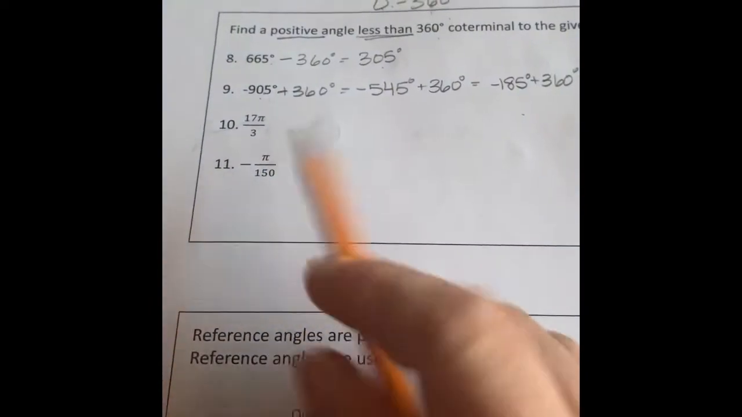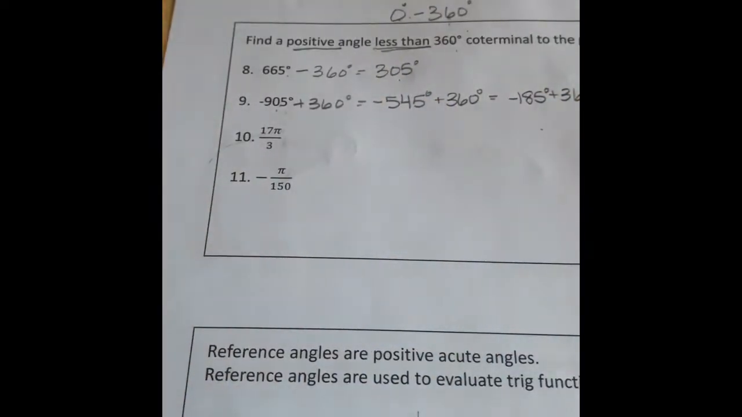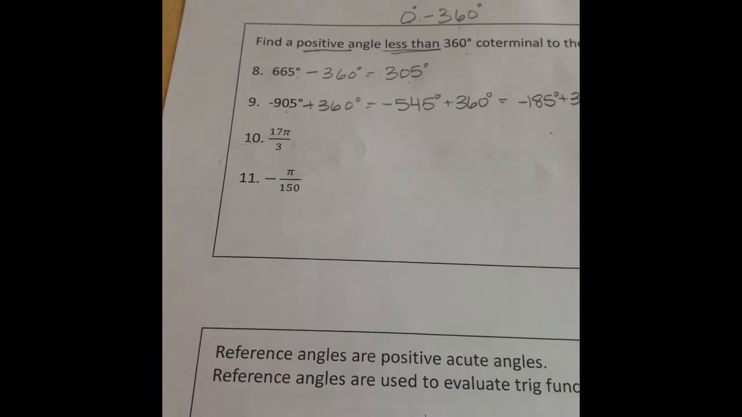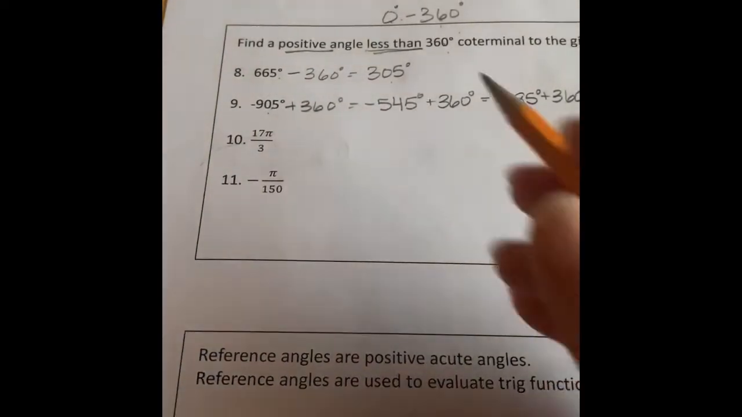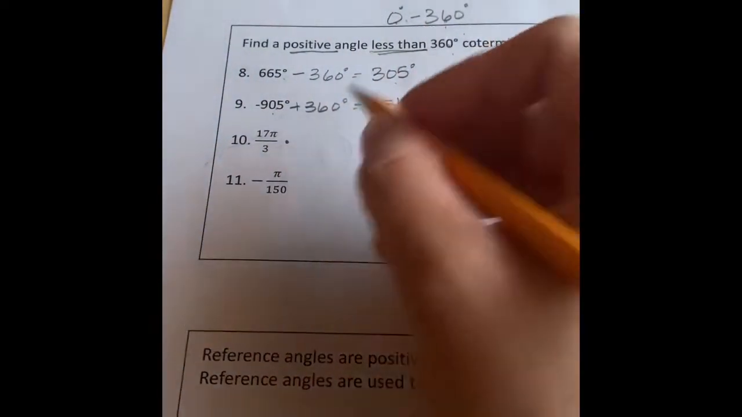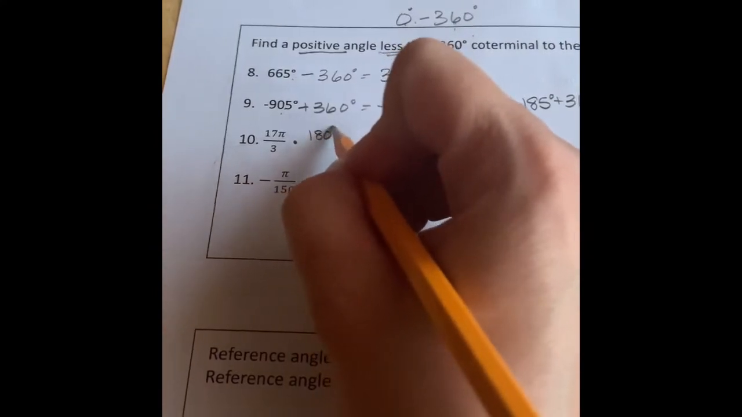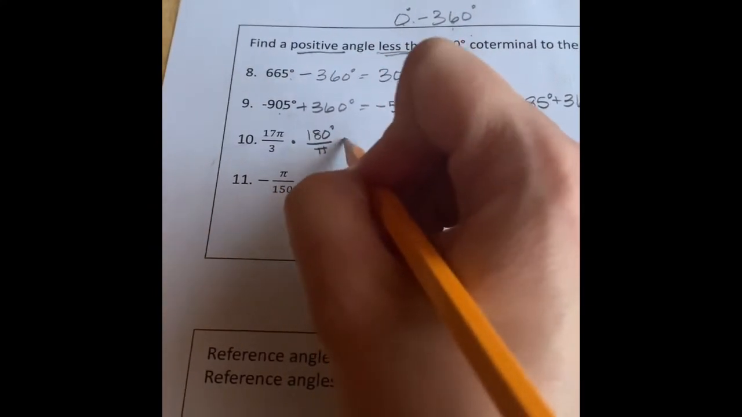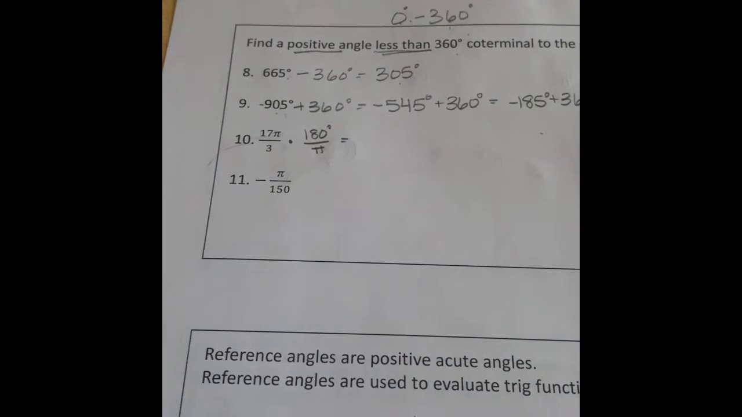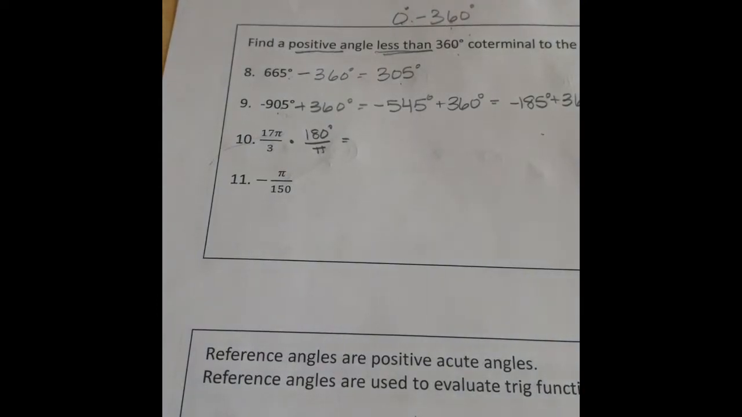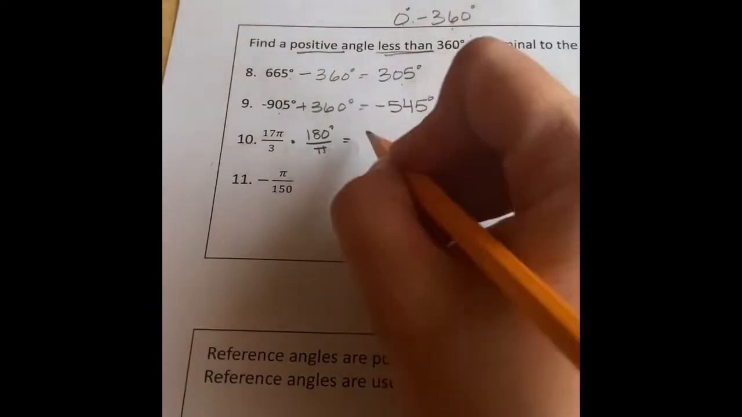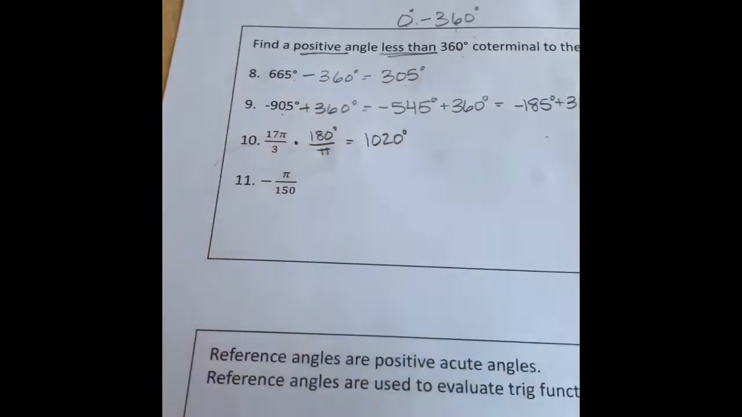The last two are in radian measures. Again, I know you guys are not fond of working with fractions, so to avoid doing that, we're going to convert this to degrees. So I'm going to multiply this by 180 degrees over pi. So I'm going to take 17 times 180 and divide it by 3, and I have 1,020 degrees.